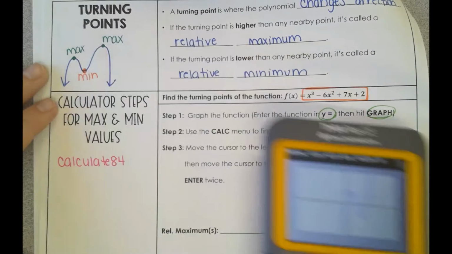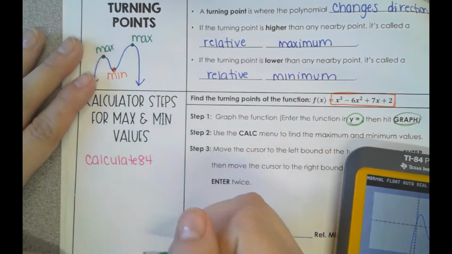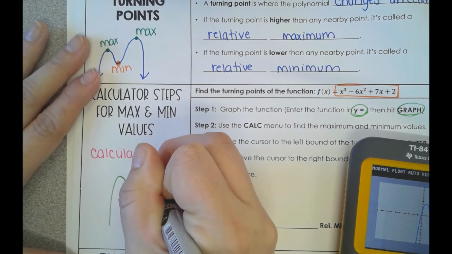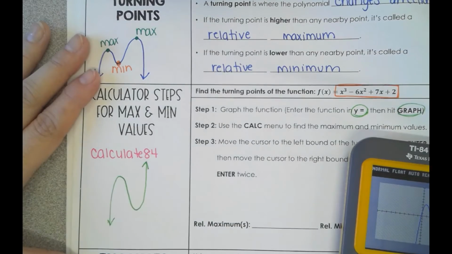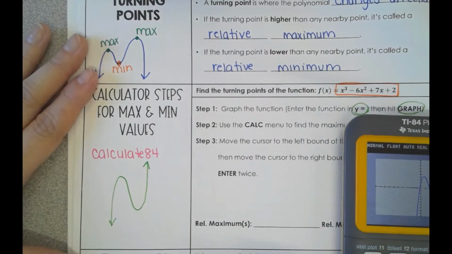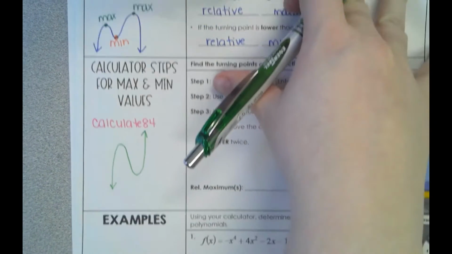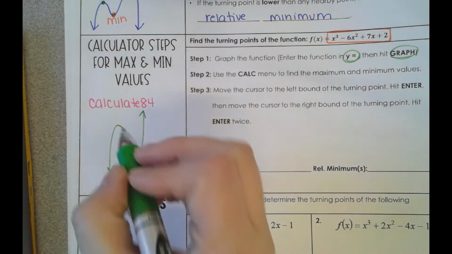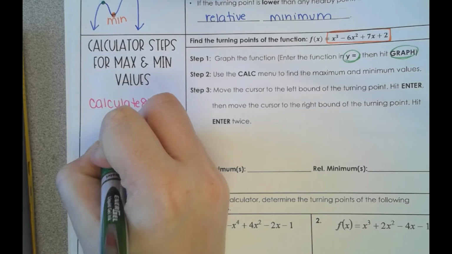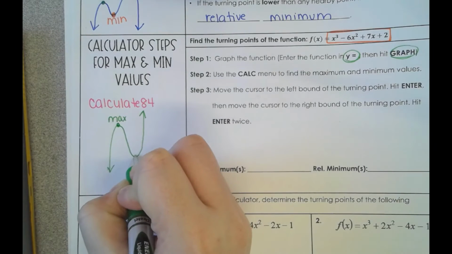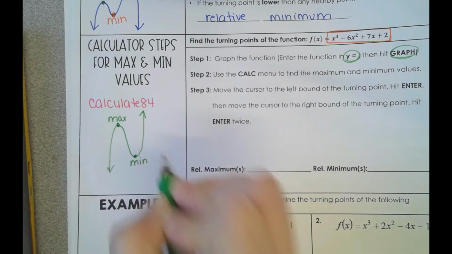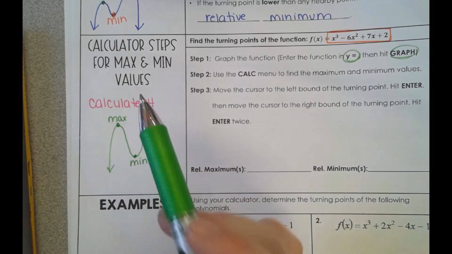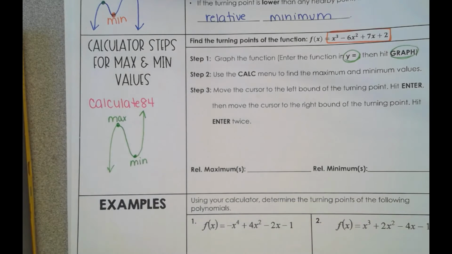So I'm going to sketch this shape over here. And this point, this is a hill, so it's a max. This is a valley, so it's a min. Now we're going to use our calculator to find those exact points.